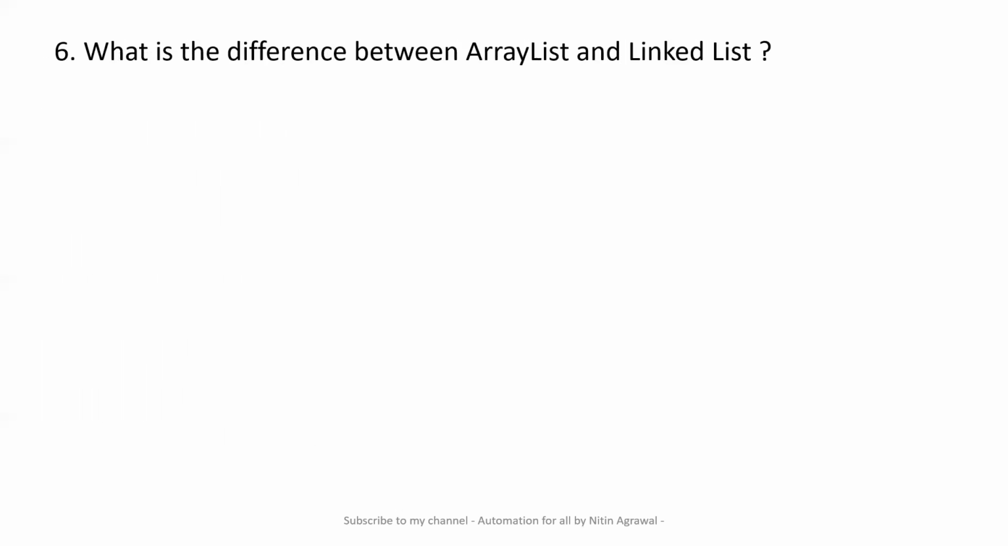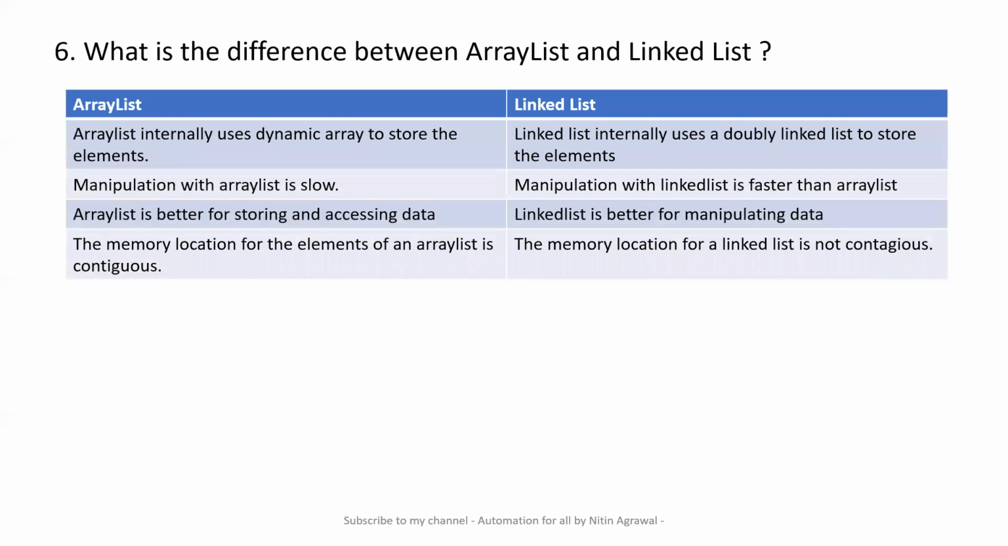Now the next question and most frequently asked question is, what is the difference between array list and linked list? So array list basically internally uses dynamic array to store the elements. Okay, and manipulations with array list is very slow. Array list is better for storing and accessing data, and the memory location for the elements of an array list is contiguous. Whereas linked list internally uses doubly linked list to store the elements. Manipulation with linked list is faster than array list. Linked list is better for manipulating data, and memory location for linked list is not contiguous.